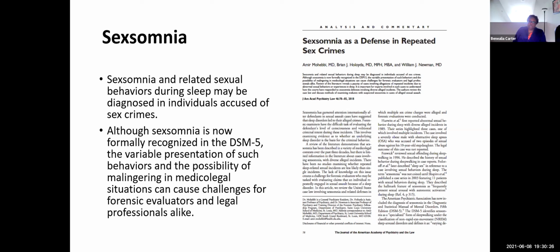However, I included this article, and it's linked to the journal of, it's actually a legal journal, but for forensic evaluators, this is one of the more, it's painstaking. Because there is science to back up sexsomnia. However, it is now introduced as a legal defense, and there are current cases, but there have been several cases where it's been used and it's been effective.